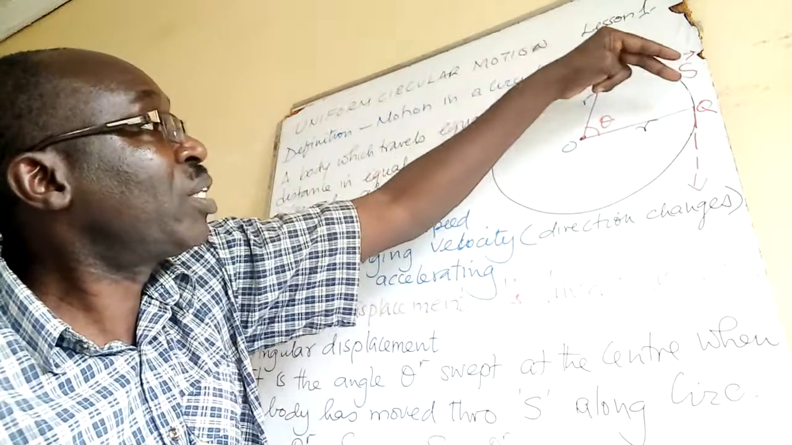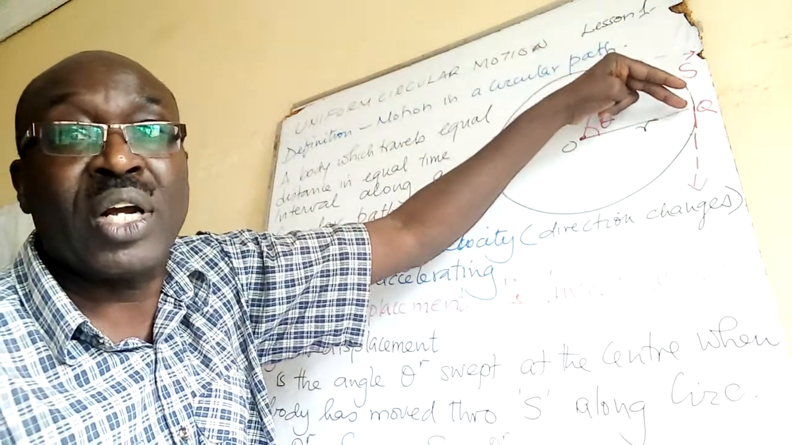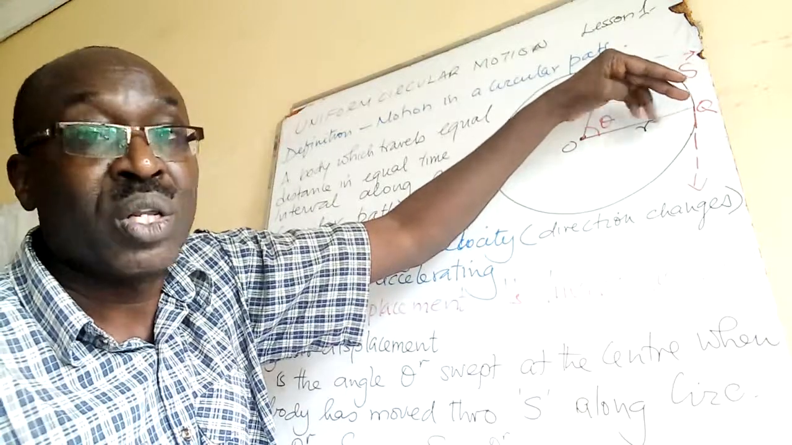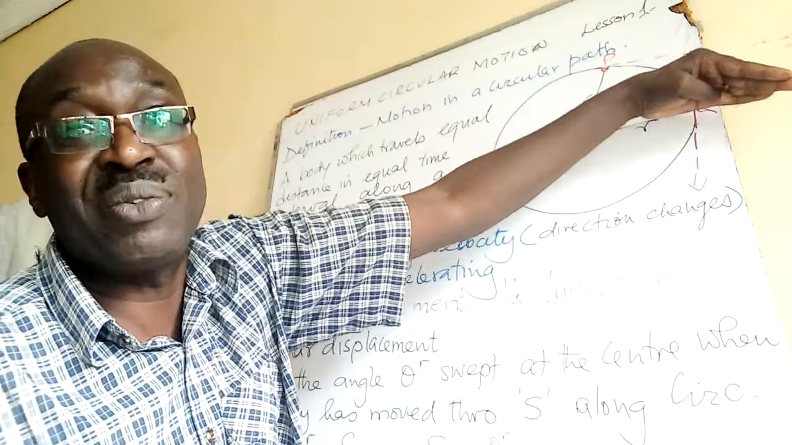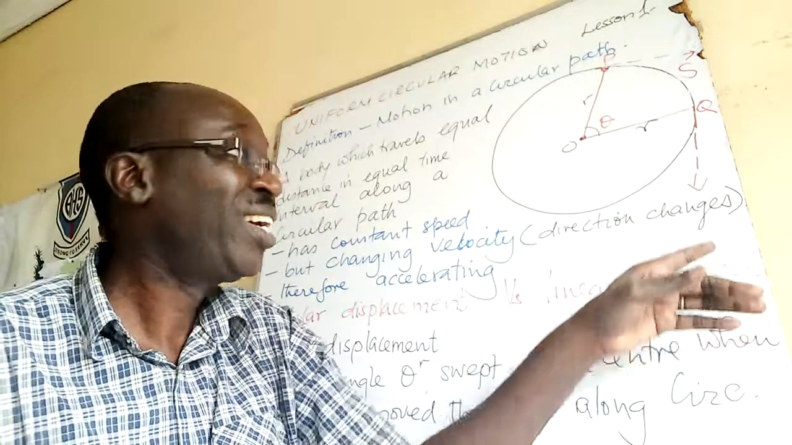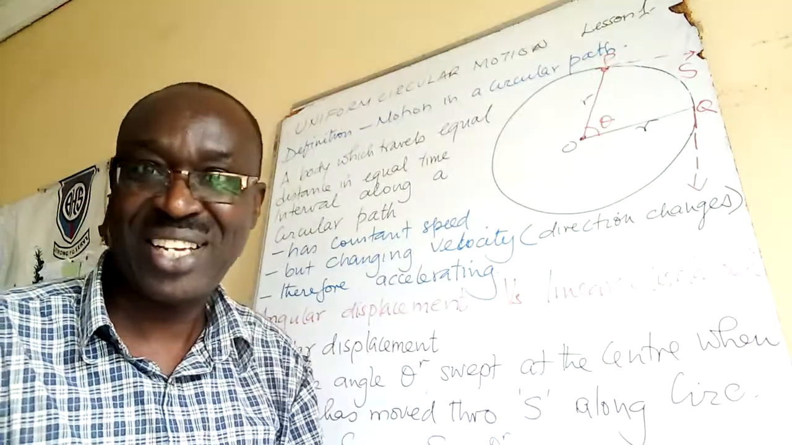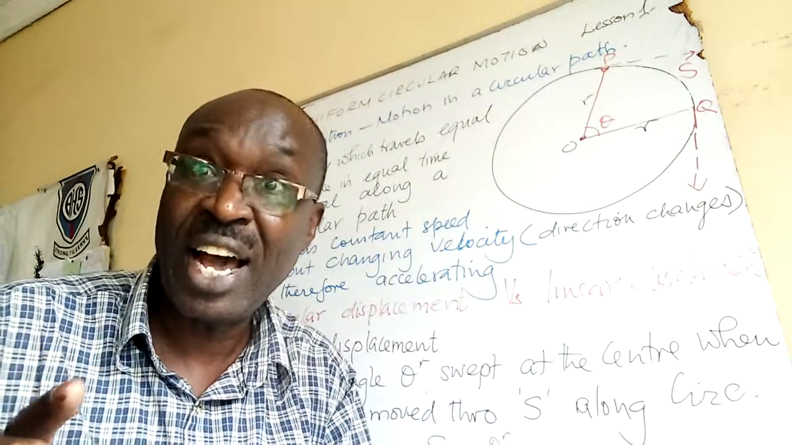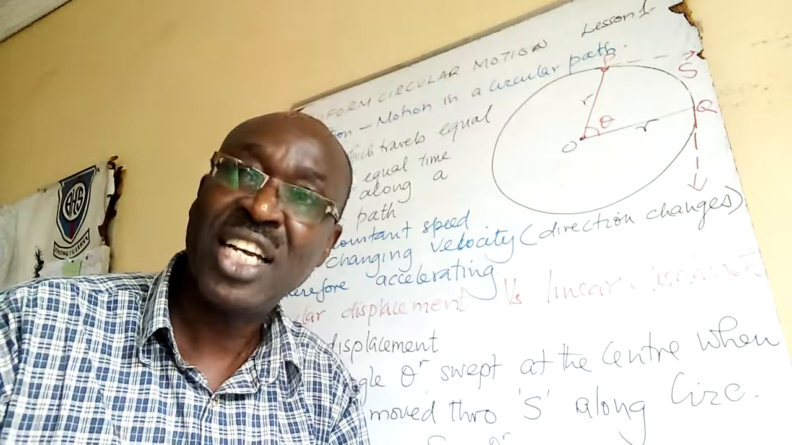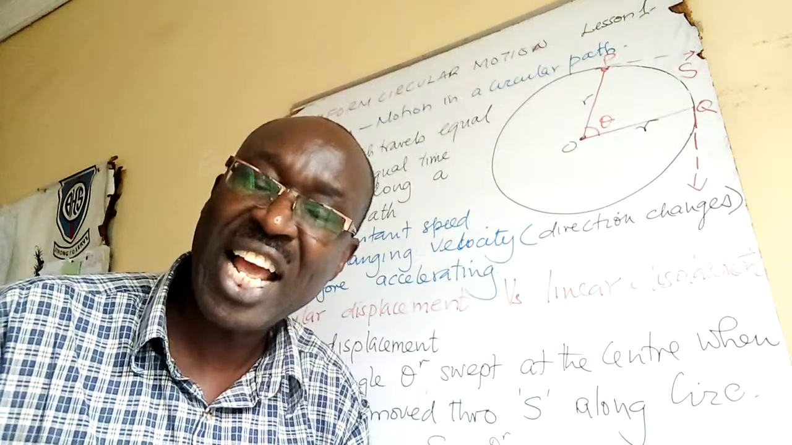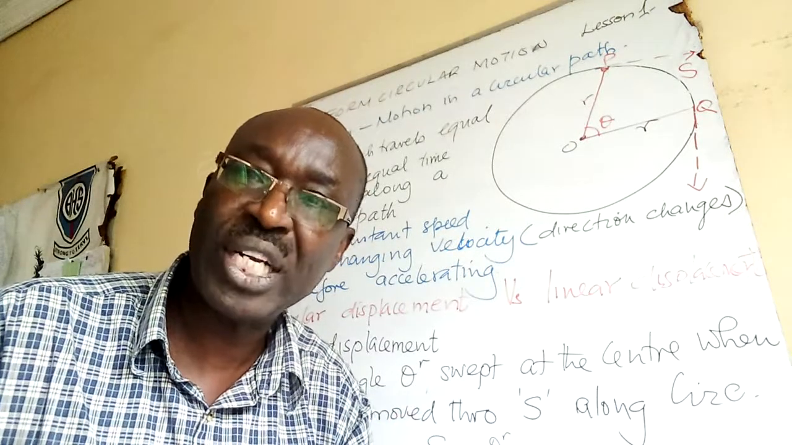If you come and stop at Q, okay, I've stopped at Q. There is no way your headlights will be facing there. No, they will face this way. So the headlights tell us the direction at any given point.